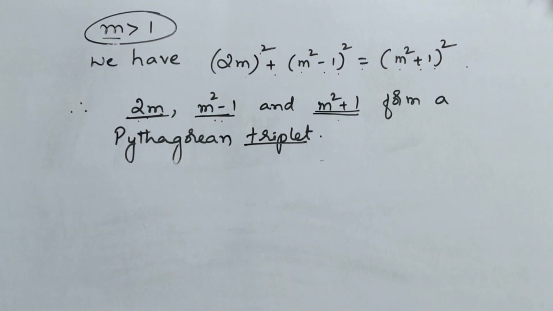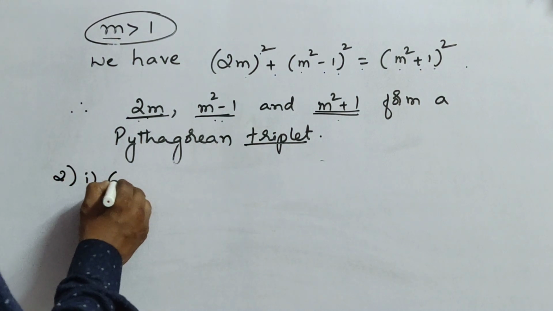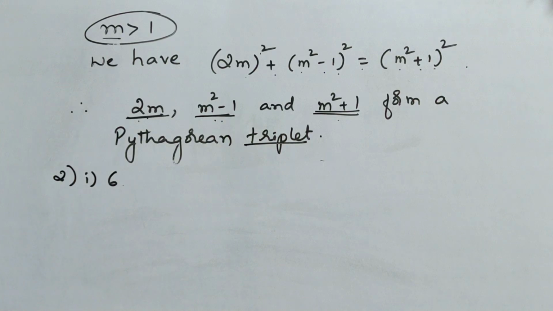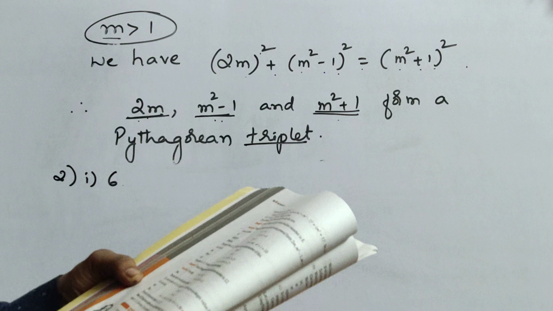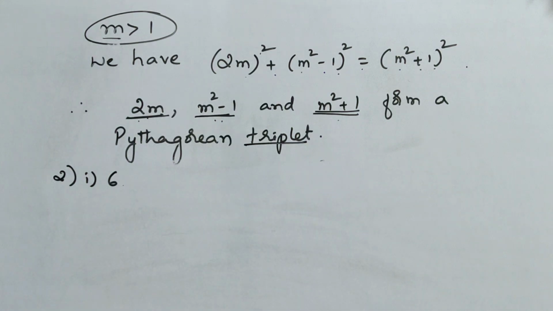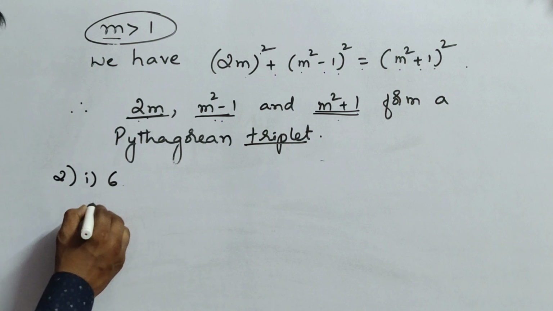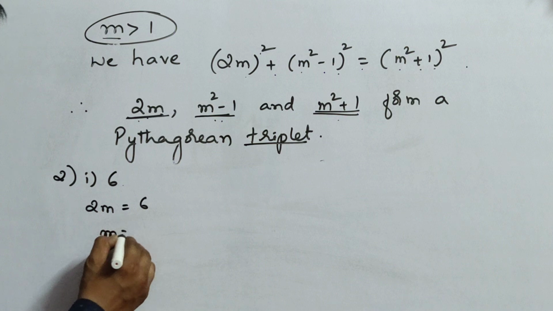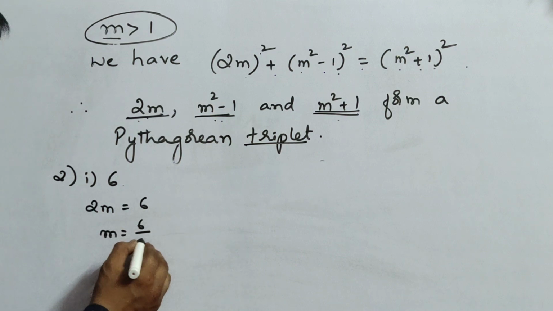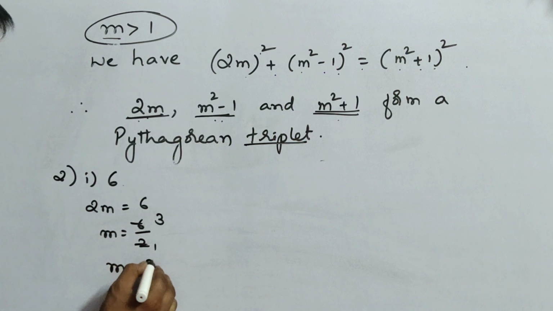So what is the first question here he has given? Second Roman first question is 6. And what does the question ask? Write a Pythagorean triplet whose one number is 6. So the remaining two numbers we have to find. As I told you, 2m equals 6, so m equals 6 by 2. 2 ones are 2, 2 threes are 6. That means m equals 3. You got the one number here.